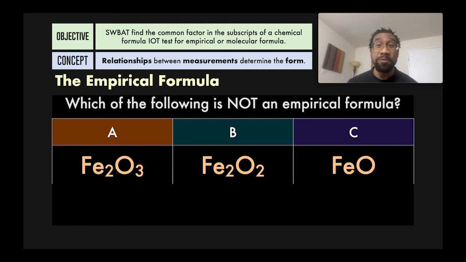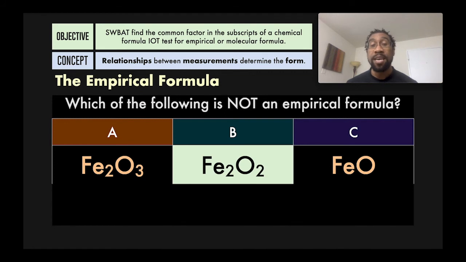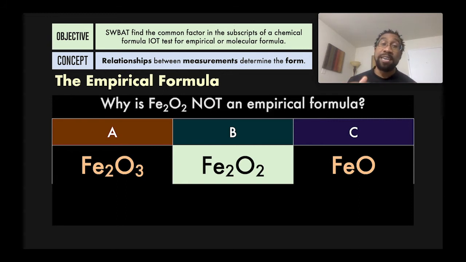And I hope you guessed that I don't like guessing. I hope you actually tried to figure out that the answer actually is B, Fe2O2. B is not an empirical formula. So the next question I'm asking you is, why is Fe2O2 not an empirical formula?